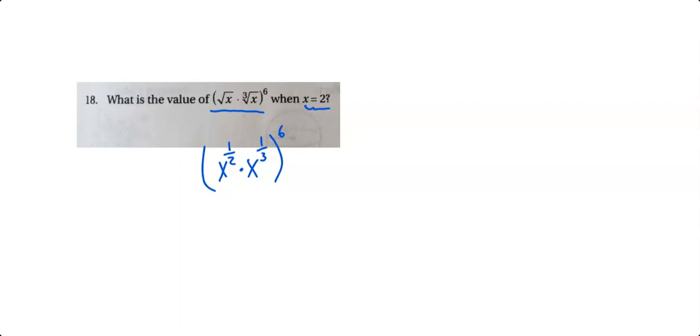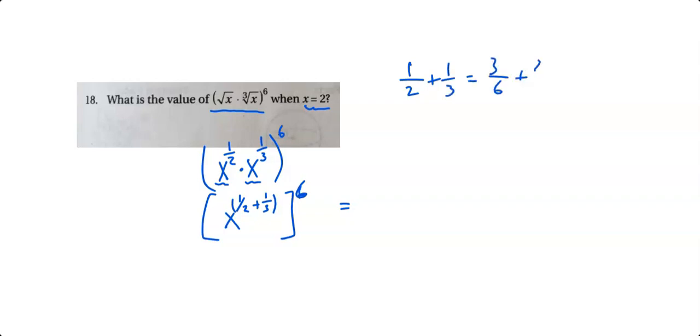So when we have something raised to a power and the same thing raised to a different power, that x is called the base. When the bases are the same, we just add the exponents together and we get x to the 1/2 plus 1/3, and that whole thing is going to get raised to the 6th. All right, 1/2 plus 1/3, that's 3/6 plus 2/6, which is 5/6. So now we've got x to the 5/6, raised to the 6th power.